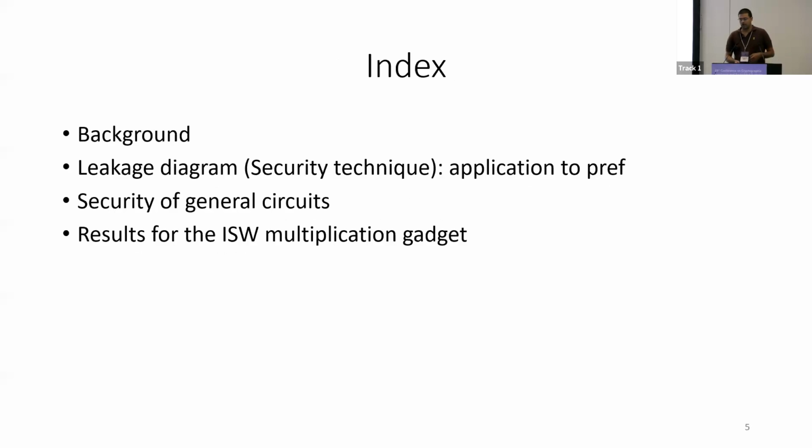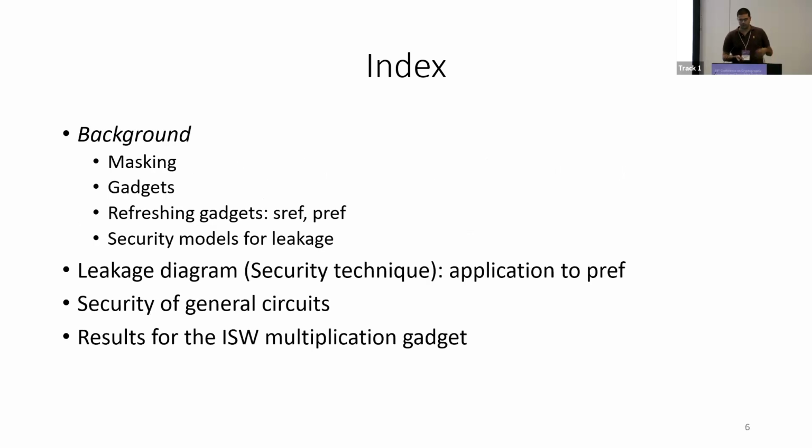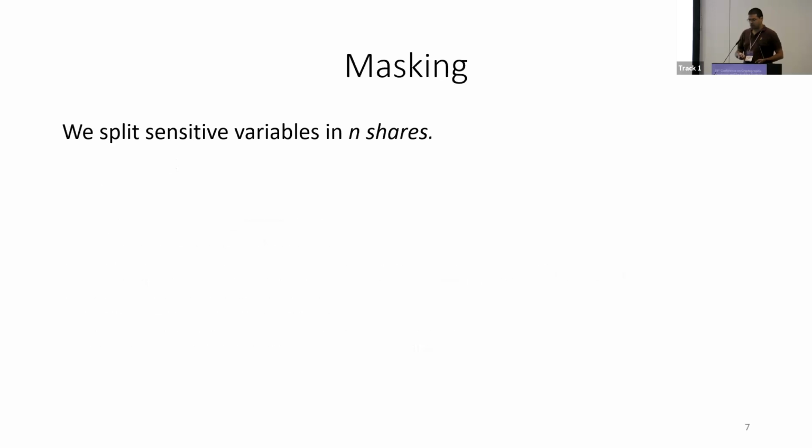So in this talk, I will talk about a bit of the background. Then I will talk about our security technique, which is leakage diagram. First, I will apply it to the refreshing gadget, and then to general circuits. And finally, we give a nice result for the ISW multiplication. So I will start with the background, talking about masking gadgets and refreshing gadgets and the security model for leakage.